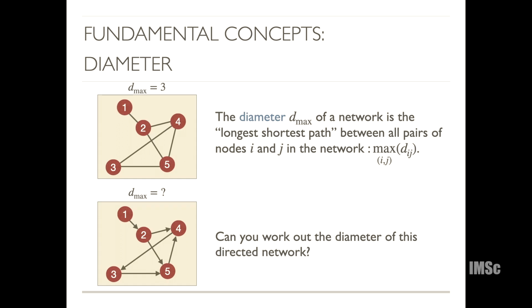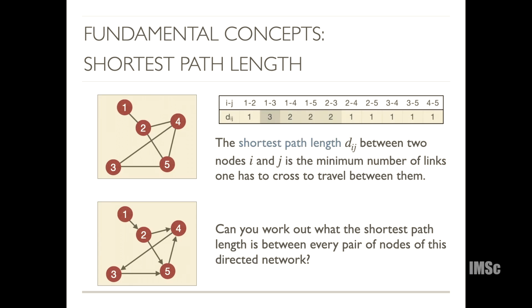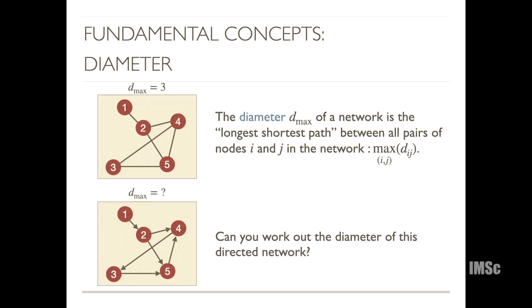So for this network over here, remember this table. We worked out that 1 to 3 is 3 and everything else is 2 and 1 and so on. So this is the longest shortest path. So the diameter of this network is 3. And the same thing you can work out for this network. I won't give you the answer. Maybe you can just draw this network down and try and work it out for yourself. See what would be the diameter of this particular network.